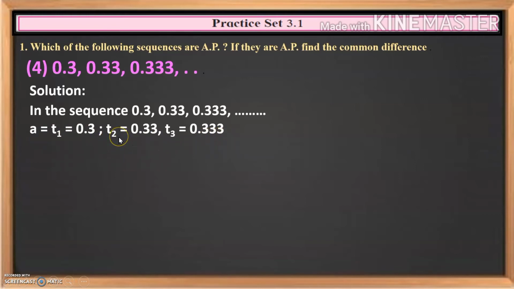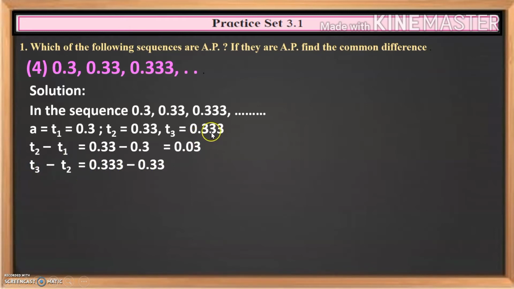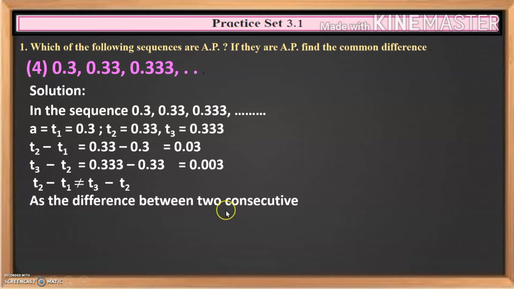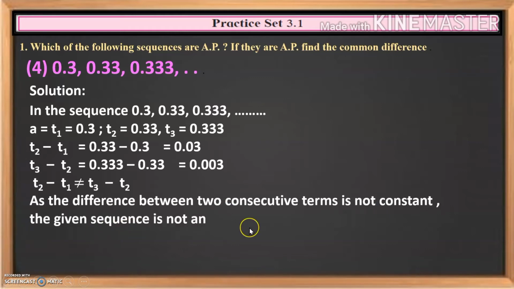So what is the next step here? T2 minus T1. So we take T2 minus T1 equal to 0.33 minus 0.3, which is equal to 0.03. T3 minus T2 will be 0.333 minus 0.33, which is equal to 0.003. Now these two numbers are not same, so we write T2 minus T1 is not equal to T3 minus T2. Therefore, as the difference between two consecutive terms is not constant, the given sequence is not an AP.